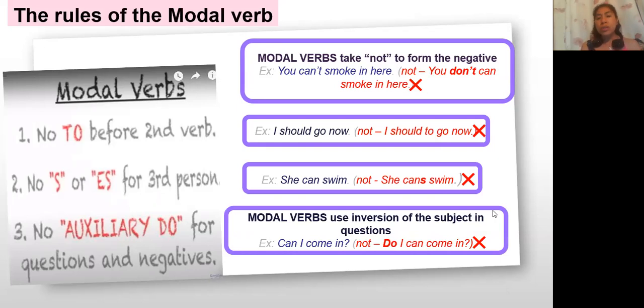Okay, what about my next rule? Well, when we use modal verbs in questions, careful, in questions we make an inversion. So the subject and the modal verb switch. Look at my example. Can I come in? We don't say I can come in. Or, do I can come in? Forget it. It's not possible. So remember, no auxiliary verb in questions. We only make an inversion. Okay?